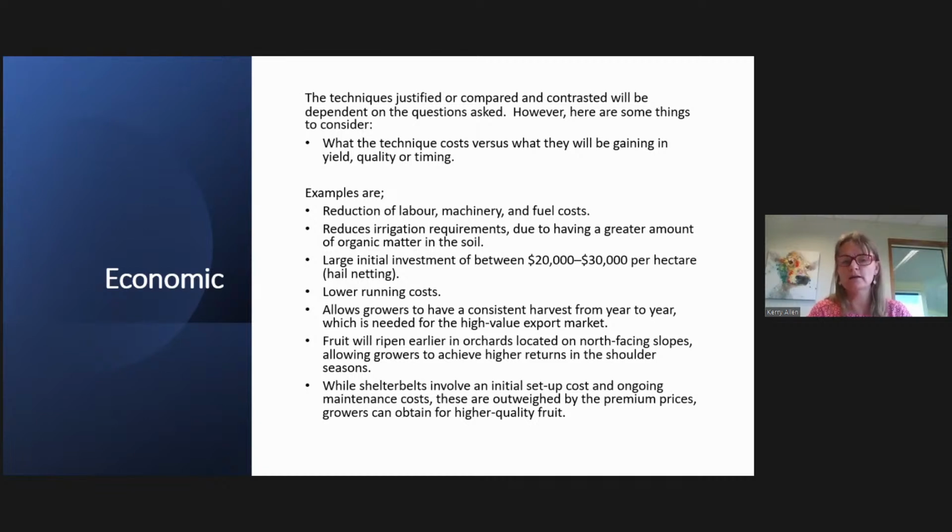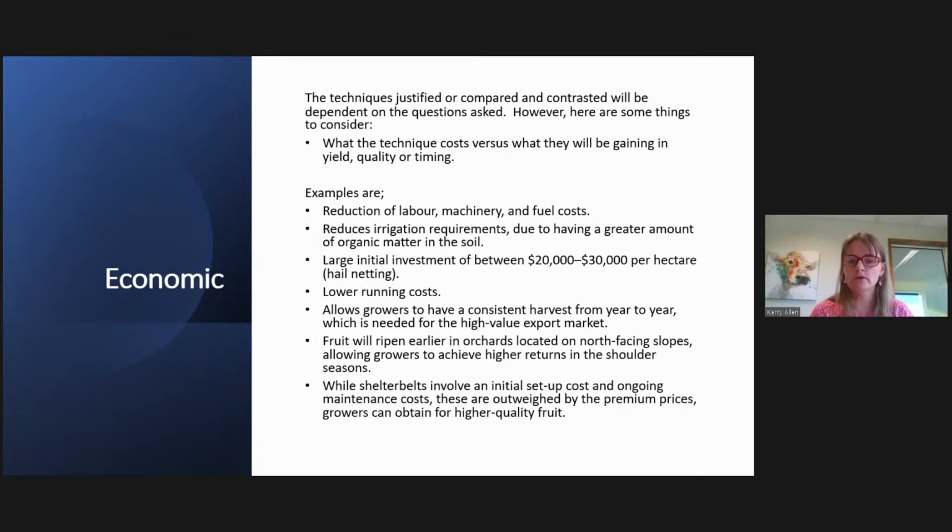So it might mean if you implement a particular technique that it's going to be a reduction in labour or a reduction in machinery or fuel costs. It might mean that you're reducing your irrigation requirements, so you're going to have a bigger organic matter in the soil, so it's going to increase your plant growth. It might be a huge outlay of investment right at the start, so $30,000 for hail netting per hectare. But what is the benefit of that? That is, you won't get hail impacting your crop, so you will have a crop to sell.